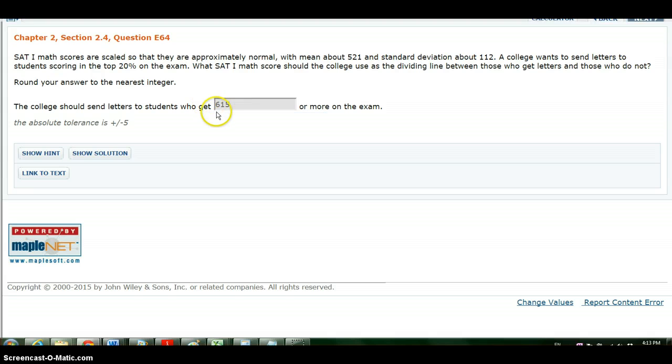So basically that's saying that if you get a 615 on the SAT math, you're scoring higher than at least 80% of the people. You're scoring in the top 20% of those who take the exam.